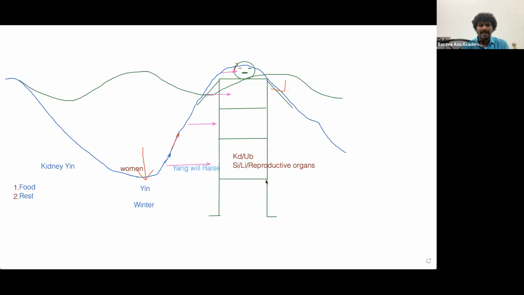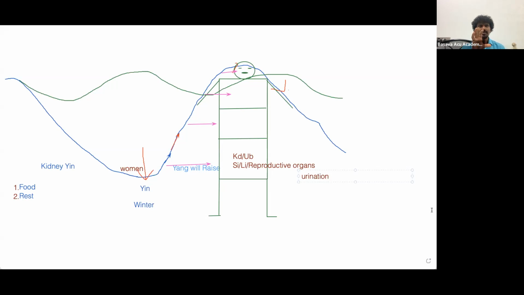So for all activities, you require yang. That yang is given by the kidney. So the first action, let's see, urination: closing and opening of the urethra. For urination, it is a function, no?